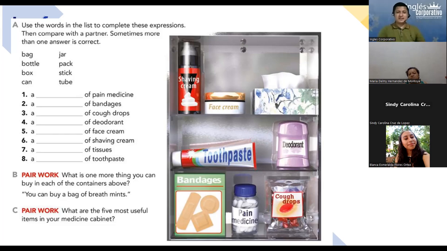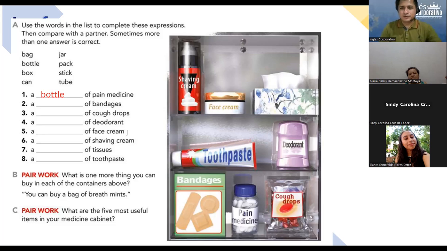Bottle. Oh, yes, very good. So we're going to say that. A bottle, very good. Yes, a bottle. And now look at the way we say it. A bottle of pain medicine.